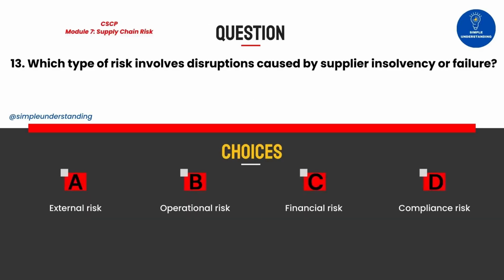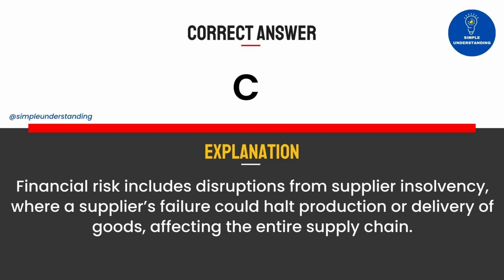13. Which type of risk involves disruptions caused by supplier insolvency or failure? A. External risk. B. Operational risk. C. Financial risk. D. Compliance risk. Correct answer C. Explanation. Financial risk includes disruptions from supplier insolvency, where a supplier's failure could halt production or delivery of goods, affecting the entire supply chain.